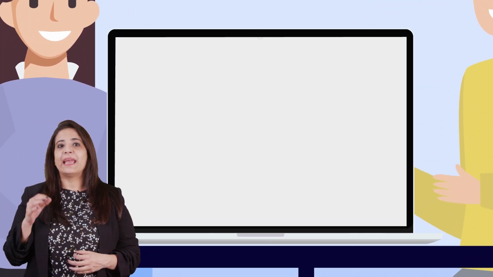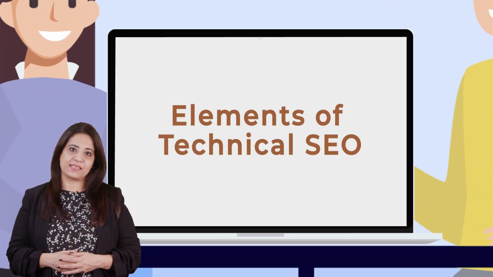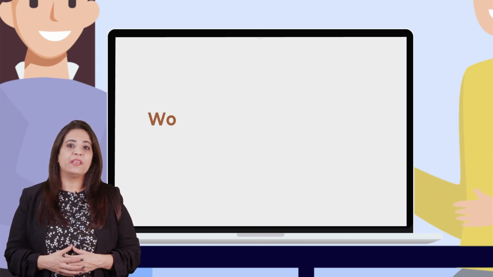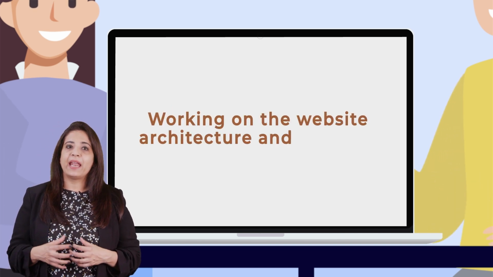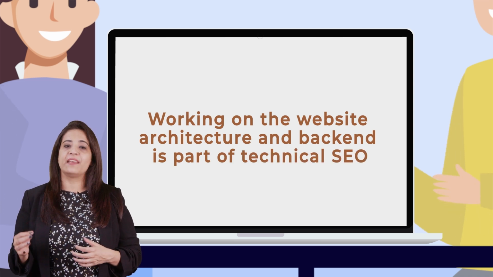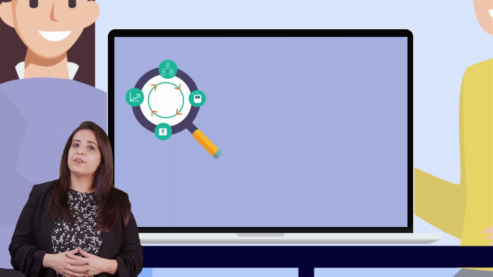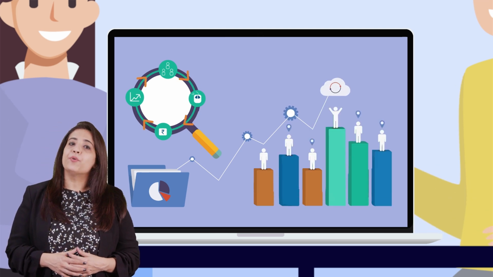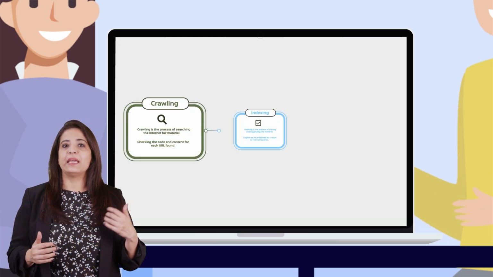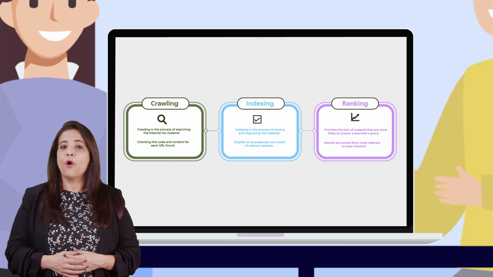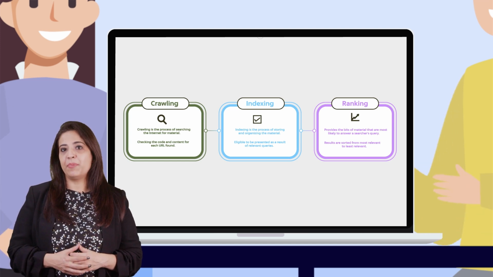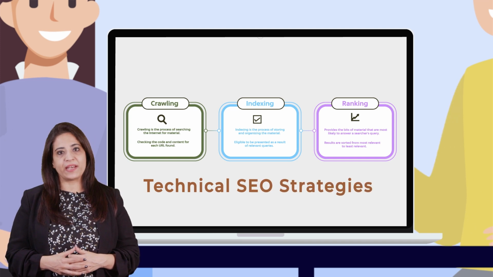Smith. Today, Mr. Smith spoke about elements of technical SEO. He started the class by saying how working on the website architecture and backend is a part of technical SEO. For a higher ranking, technical optimization is essential. You can assure smooth crawling, indexing, and ranking on the search engine's results page by successfully implementing technical SEO strategies.